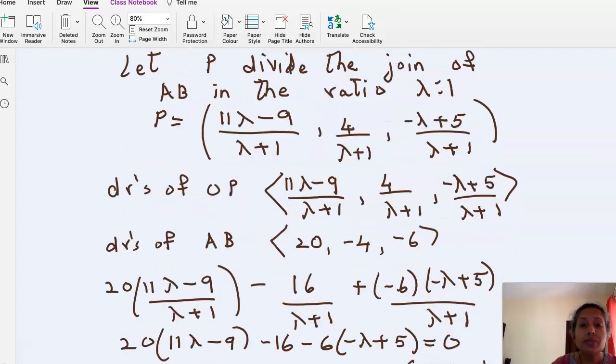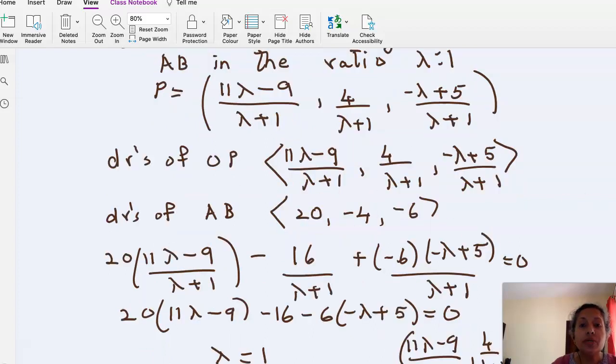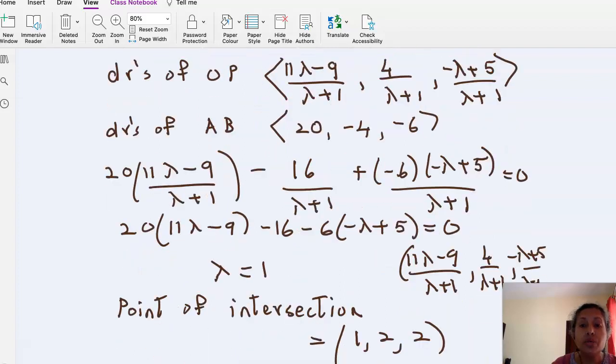The two lines are perpendicular, so if you multiply the direction ratios, you get 0. So you get 20 into (11 lambda - 9)/(lambda + 1), minus 4 into 4/(lambda + 1), minus 6 into (-lambda + 5)/(lambda + 1) equal to 0. Solving, you get lambda is 1, and now you substitute lambda equal to 1. So your point of intersection will be (11 - 9)/2, that is 1, 2 and 2.